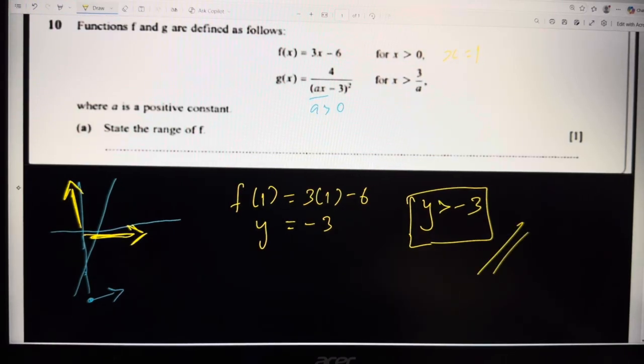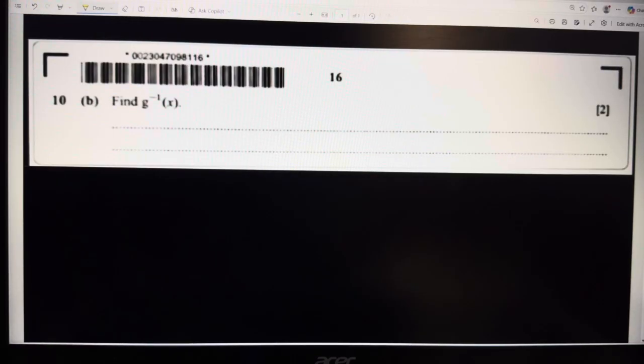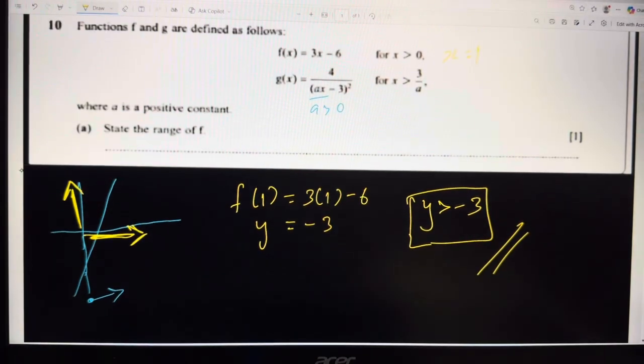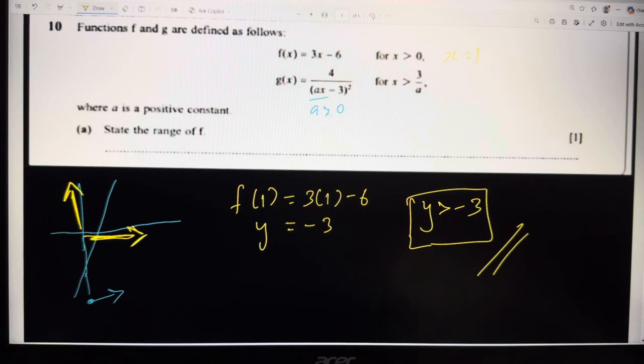No, in this case. Question 10 part B, find g inverse. Okay, we'll have to copy g(x) down, 4 upon (x minus 3) whole squared.